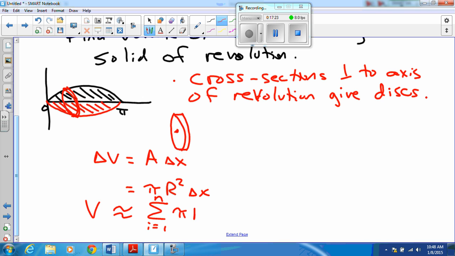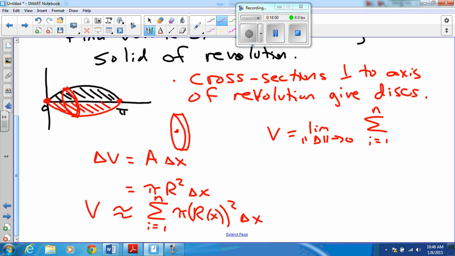And if I now set up a total volume, the volume is approximately equal to a sum from i equals 1 to n of pi times the radius squared times delta x. Notice that I've emphasized that the radius is going to be a function of x. So as I move across from x equals 0 to x equals pi, those disks are going to get larger or smaller. They're each going to have a different radius, and that radius will be a function of x. Okay? So that in the limiting case, the volume will be exactly equal to the limit as delta x goes to 0.